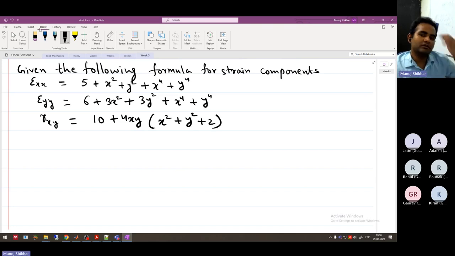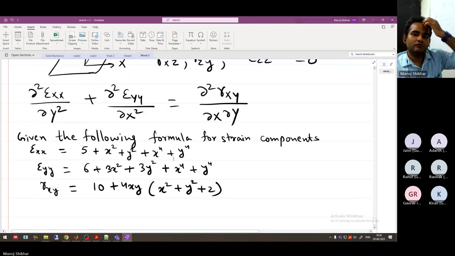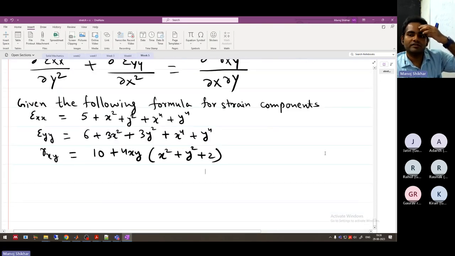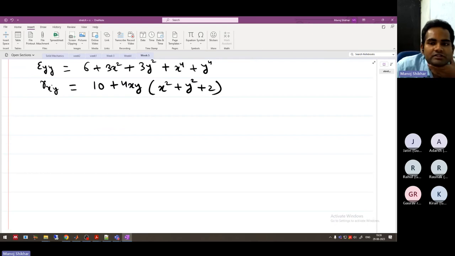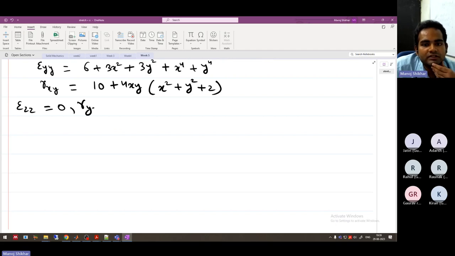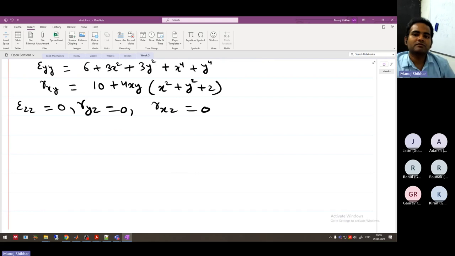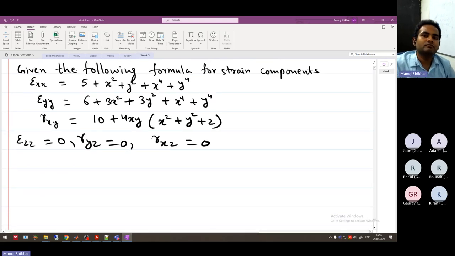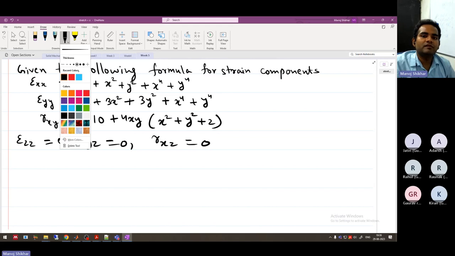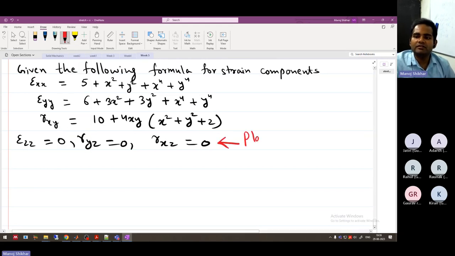Okay. So they have given you the form of the strain components, and the other components are 0. They've given epsilon zz equal to 0, gamma yz equal to 0, and gamma xz equal to 0. This means what? This is the condition of plane strain. After reading this, you should realize it is a plane strain condition.